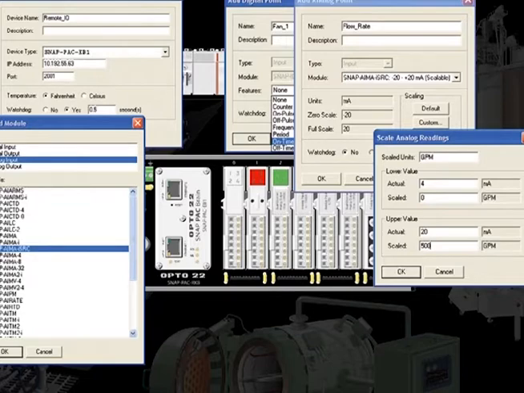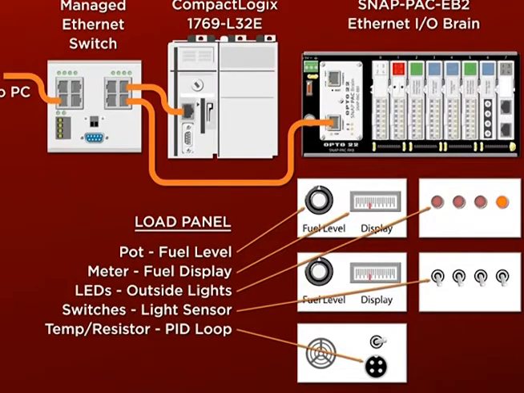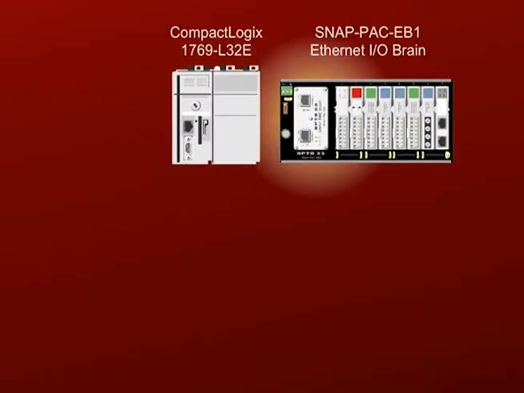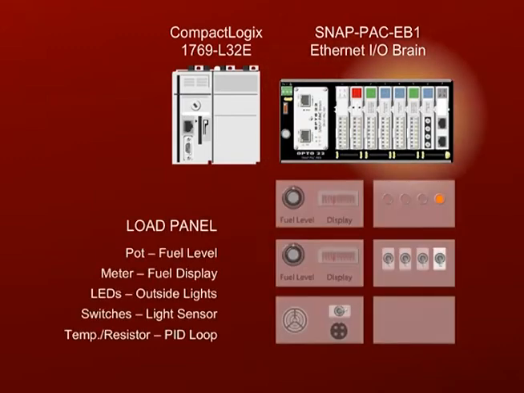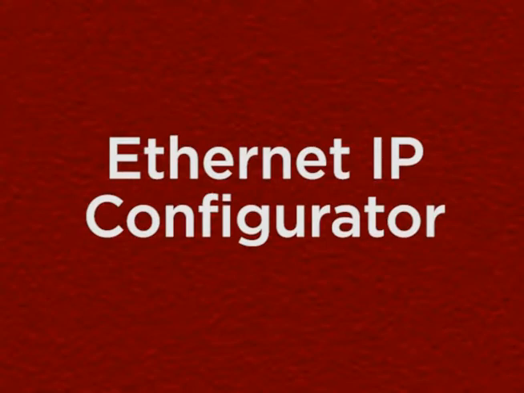In this first of a 4-part series of videos, I'll show you how easy it is to get data from Snap I/O into an Allen Bradley PLC. For all 4 videos, we'll be using this demo unit. We've got an Allen Bradley controller and a Snap I/O unit with a SnapPack EB1 brain and assorted I/O modules. Both are connected to a managed switch. Let's get started.